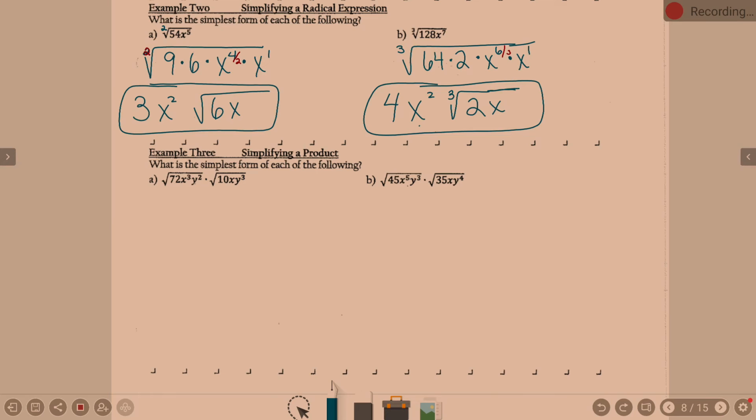Ask questions as we go if you run into them. I feel like a lot of you are following. Ready to try some multiplying then? There are different ways I could teach the multiplying. We talked up top, in order to be able to multiply, they have to have the same index, right? They have to be the same root. Other than that, that's the main thing.